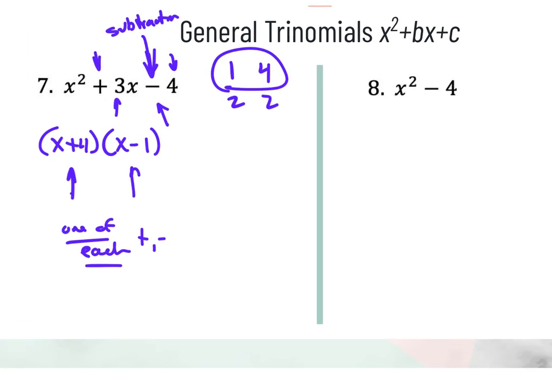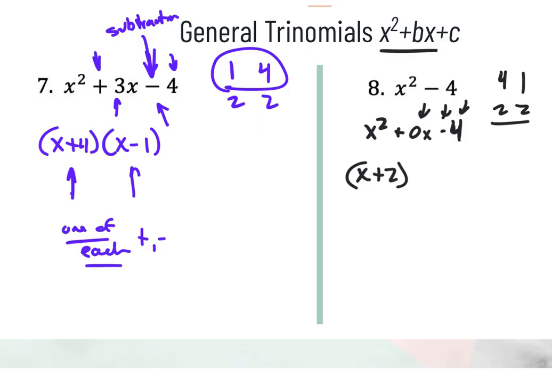Now, number 8 is a trinomial. It's kind of like saying x squared plus 0x minus 4. So it's asking what multiplies to 4 but subtracts to 0. So you're going to want 4 and 1, 2 and 2. Well, 2 minus 2 is 0. So that's going to be x plus 2 and x minus 2. And if I'm ever not sure, I can always FOIL it back and figure out if I'm right or not.